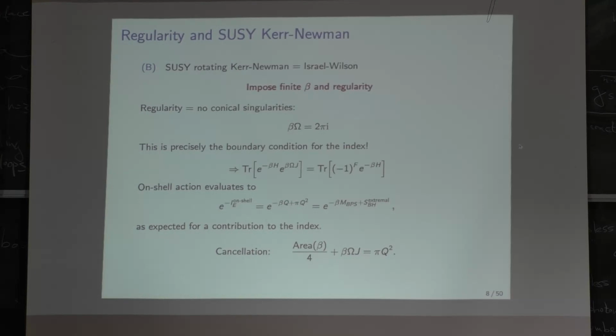I think for beta real, the omega needs to be complex, imaginary, to satisfy beta omega equals 2 pi i. You get some complex geometry that is smooth. For beta imaginary, you have omega real and you get some real Lorentzian space-time geometry, except it has closed time-like curves because you have some finite imaginary beta.